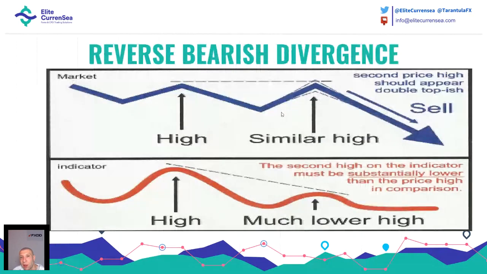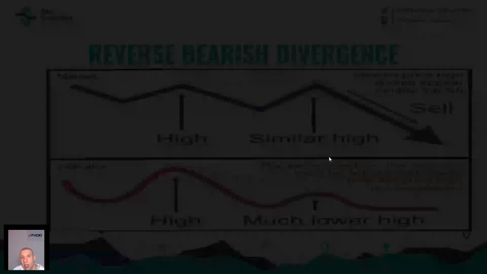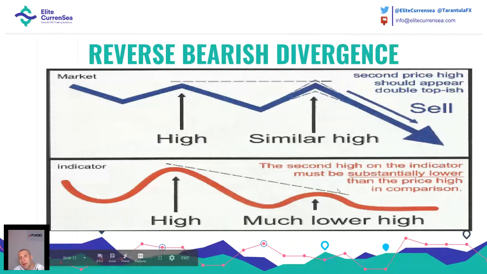So for reverse bearish divergence, we have a double top on the price, but the indicator is showing a much lower high. For reverse bullish divergence, we have a double bottom, or the price could be double bottom-ish, while the indicator has a much higher low. Have in mind that in these reverse divergences, if price makes a double top, like in this example, it does not need to be a perfect double top. Basically, the price should look double top-ish. You know, it should look like a double top.